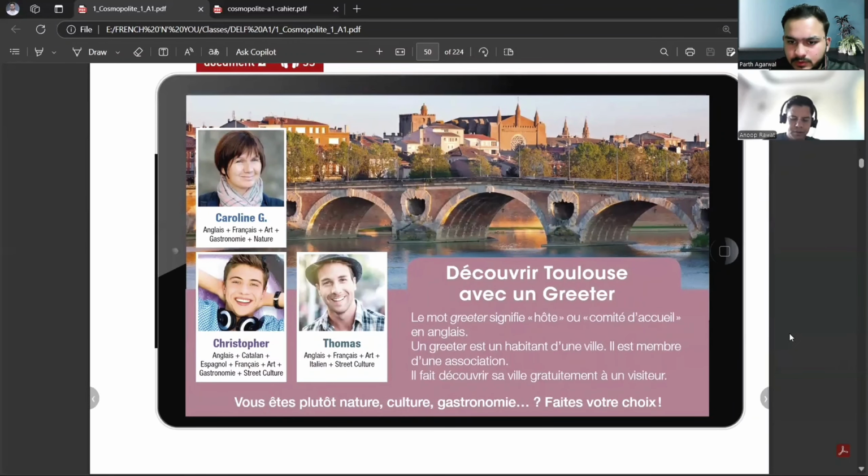Let me know if you understood this. Any word that you're not able to understand. Signifie is like the same as in English, signify. Hôte is host. Comité d'accueil is like the person who welcomes.